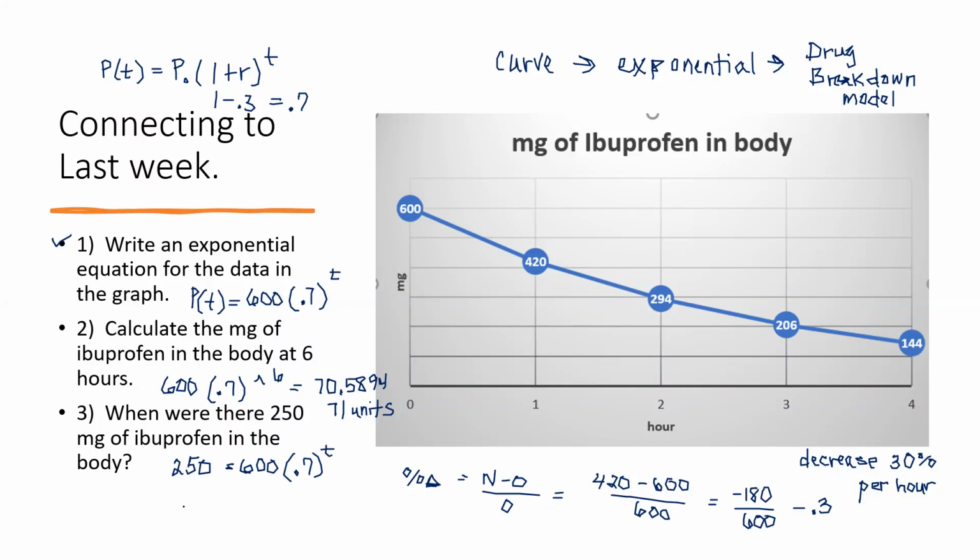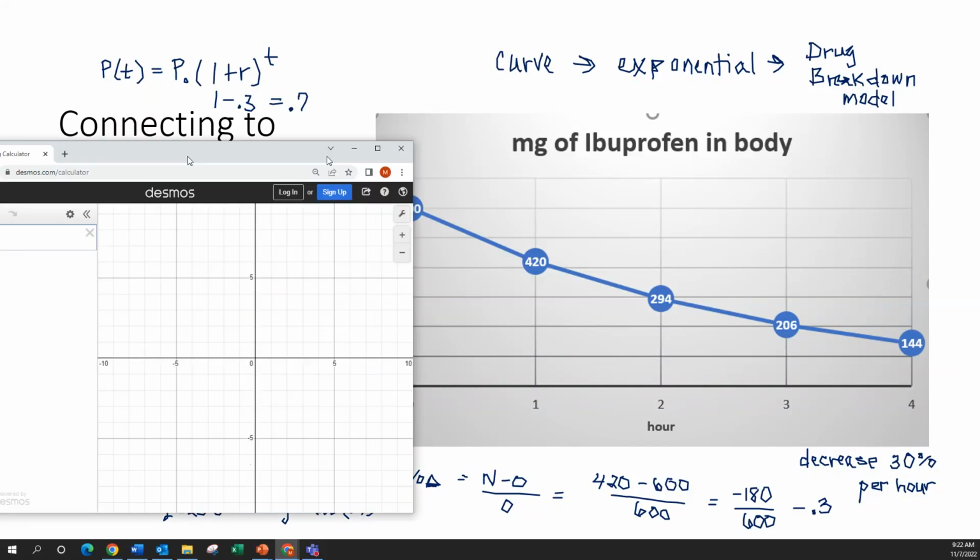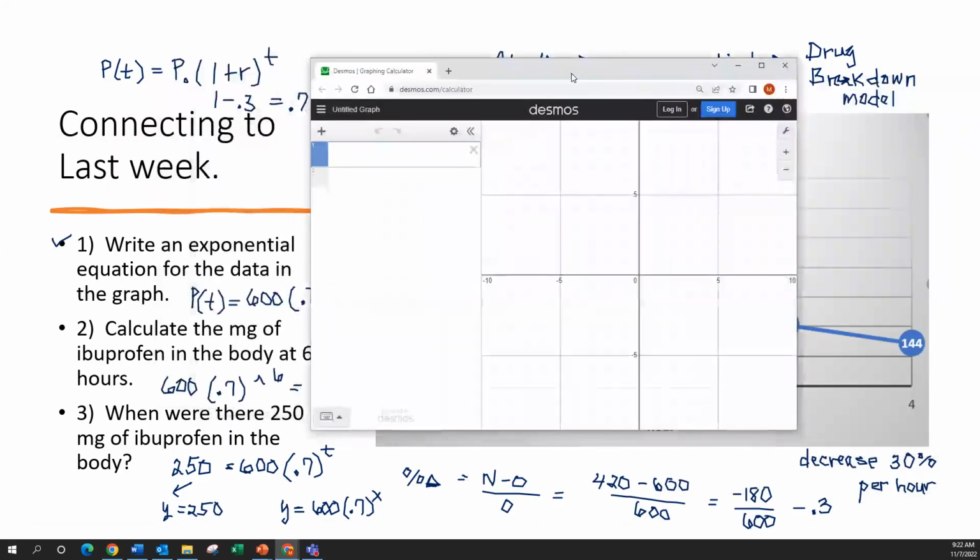We've talked all throughout the lesson today that when we don't know t, that's our chance to use Desmos, and we want to split this into two equations. My one equation is y equals 250. My other equation is the other half here, which would be y equals 600 times 0.7 to the x, so I'll put x there for my unknown. I'm going to pull Desmos over to my screen and type in my first equation. So this is y equals 250.